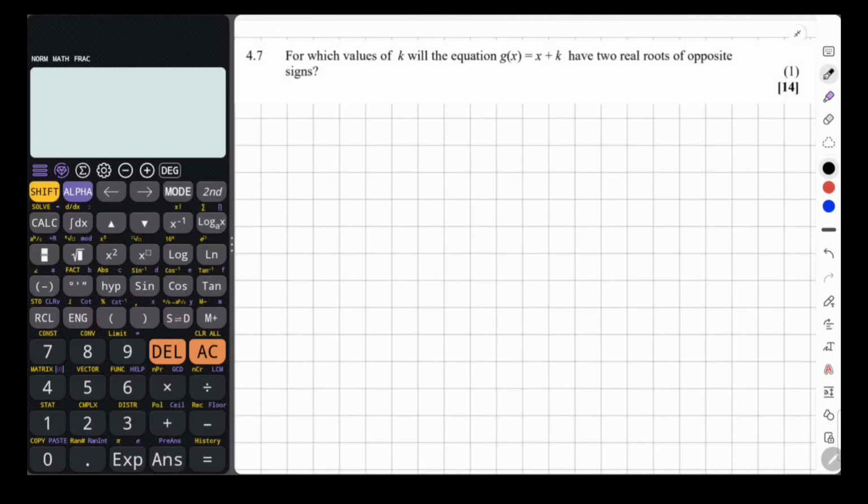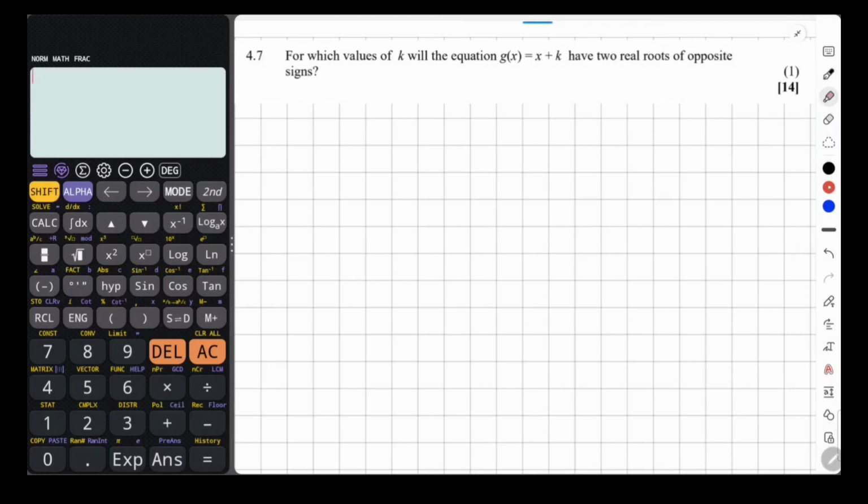Okay, and now the last question in this question 4 is, for which values of k will the equation of g of x equal to x plus k have two real roots of opposite signs? Okay, so this question is for 1 mark, so I don't think you need any delta or anything like that because it's 1 mark. So it's probably a graph interpretation thing. You have to look at the graph and actually see how this works.